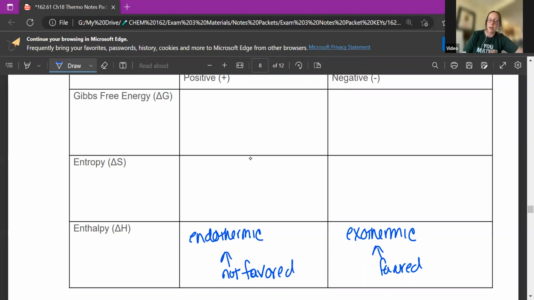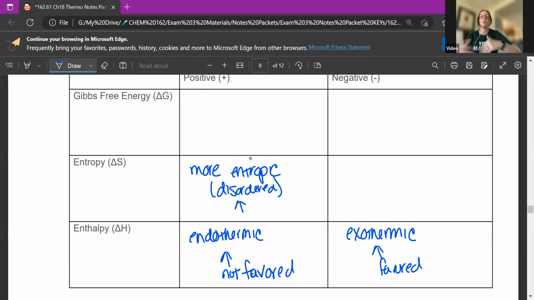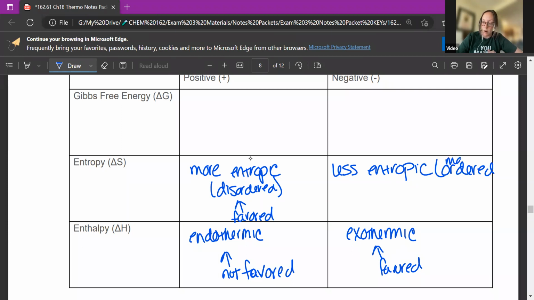Remember, positive entropy would mean it's going to be more entropic or disordered, right? And we know that that is favored, okay? Because the universe tends toward chaos or more entropy. It's easier to do that. So this is favored. And if it becomes less entropic, or more ordered, that is not favored, okay? Because that requires work and it's difficult. So it actually takes work in order for that to happen.